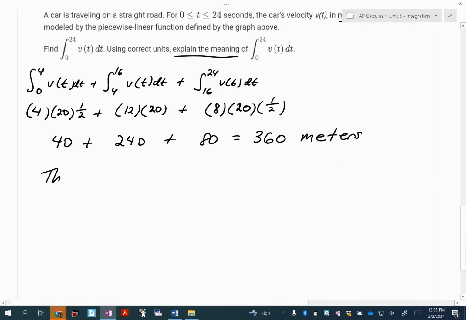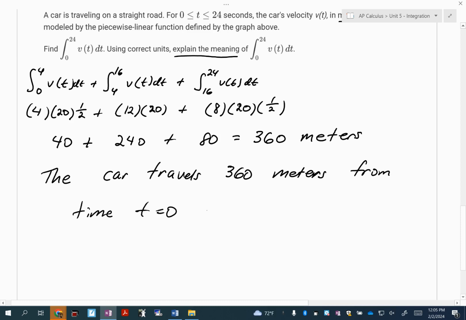So I'm going to say the car travels 360 meters from time t equals 0 to time t equals 24 seconds.